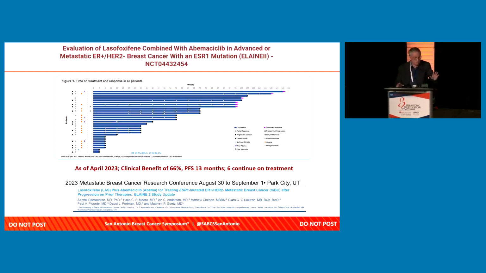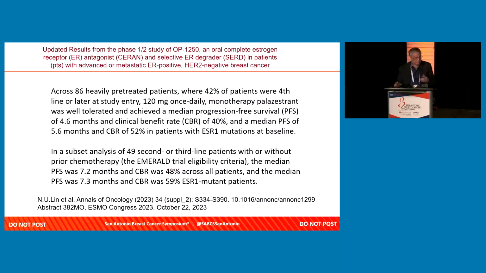And they're now starting a phase 3 trial. And similarly for OP-1250, it's a little bit behind on the timeline, but there is a single-agent trial, and these results were reported recently at ESMO. But they are also seeing a benefit. So both drugs are showing promise in heavily pretreated women with mutant estrogen receptor.